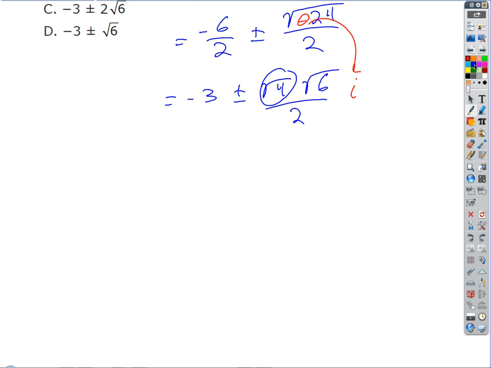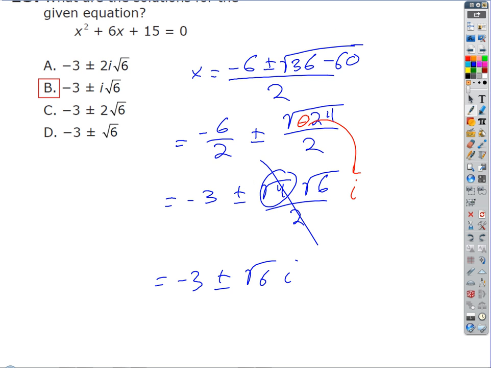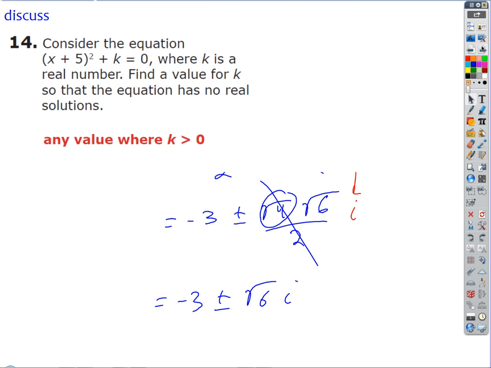Okay, last couple steps here. So then we get negative 3 plus or minus, what's the square root of 4? Divided by 2, cancels, right? So there's my answers, both of them. Okay? Make sense? All right.